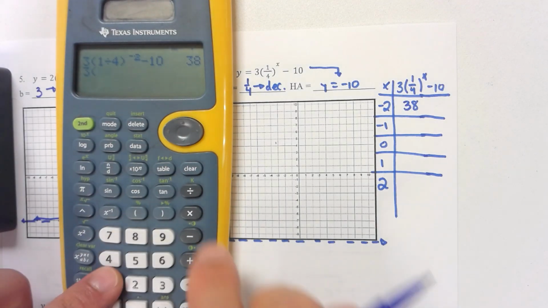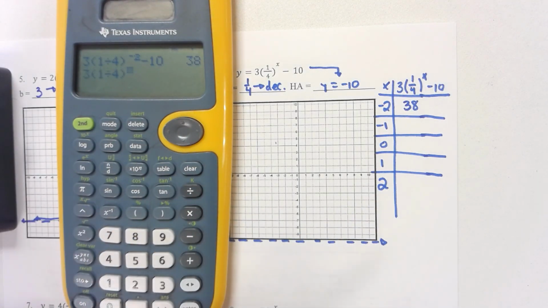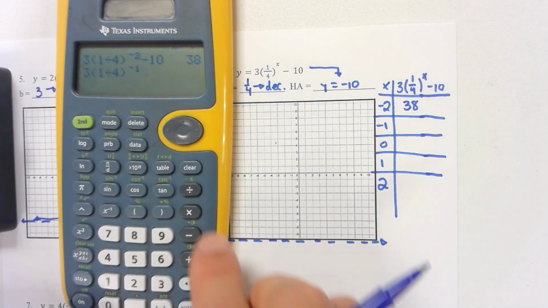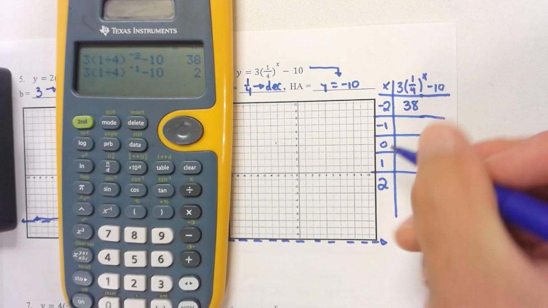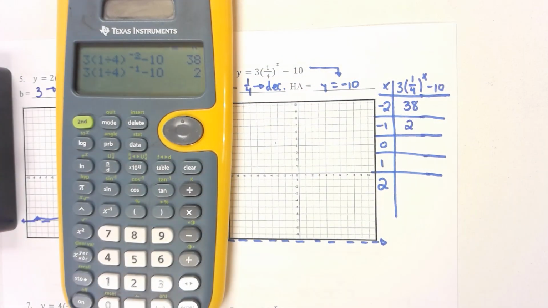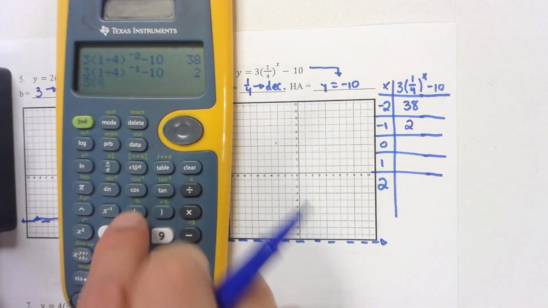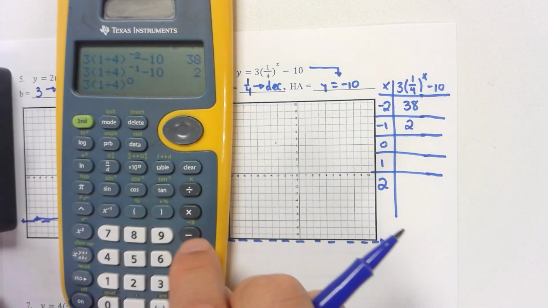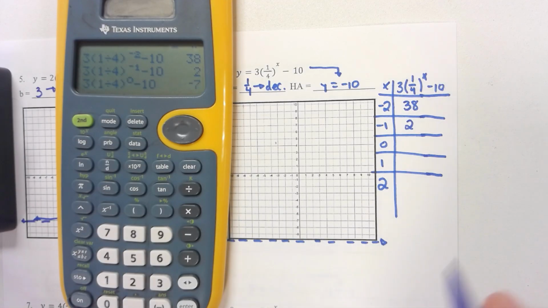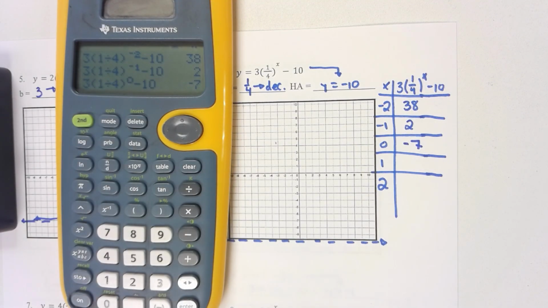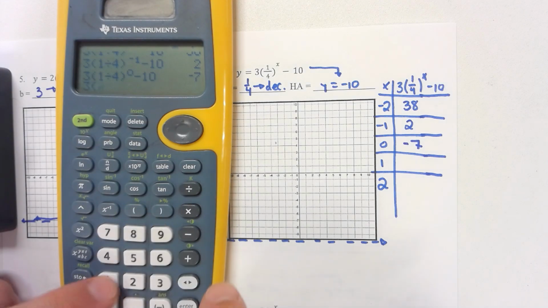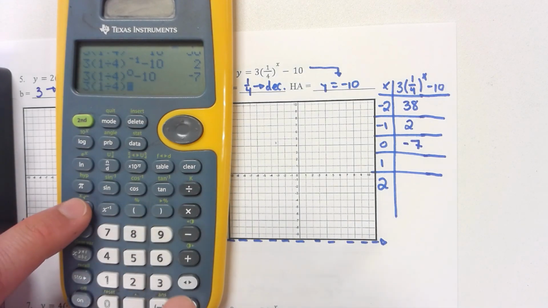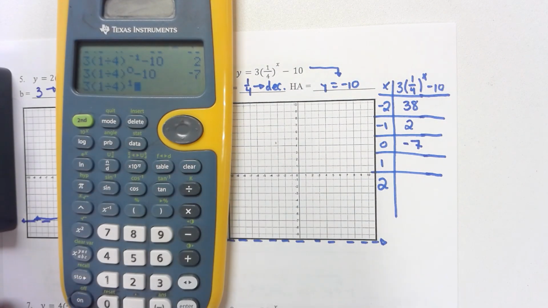3, open parenthesis, 1 divided by 4. Exponent button of negative 1. Right arrow key, minus 10, and I get 2. 3, open parenthesis, 1 divided by 4. Close parenthesis. Exponent of 0. Right arrow key to get out of the exponent, subtract 10, and I get negative 7. 3, open parenthesis, 1 divided by 4. Exponent button, exponent of 1.